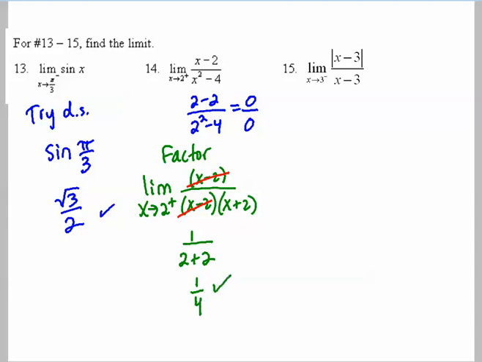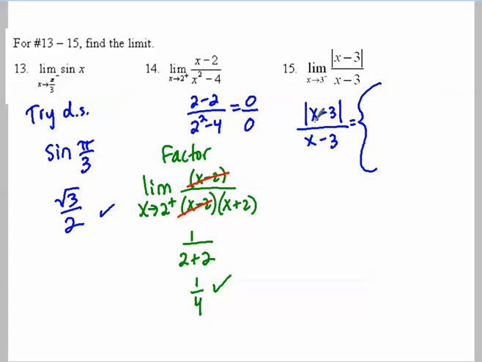Now, if you remember this one, we had this example when we looked at a graph a couple sections ago, and we saw that this limit doesn't exist. Now, we always try direct substitution, but if it's an absolute value, we cannot just plug it in. So we're going to have to break this up. We are going to have to write this absolute value of x minus 3 over x minus 3 as a function in two parts, or a piecewise function.